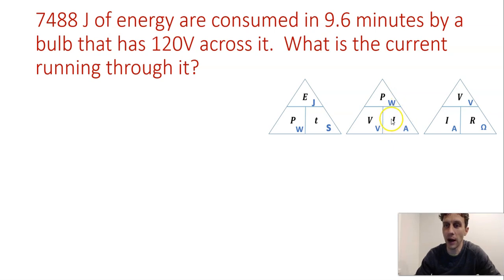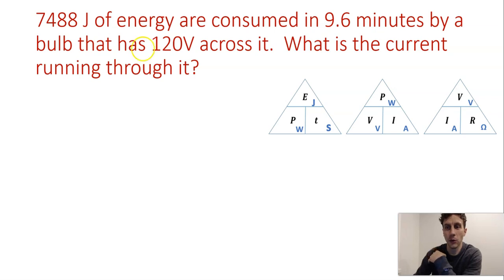Now there's this formula, I equals P over V. There's also this one, I equals V over R. Let's see which one would make more sense. If we use this triangle, we need the watts and the volts. We have the volts, but we do not have the watts. If we use this triangle, I equals voltage over resistance, so volts and ohms. Again, we have the volts, but we do not have the number of ohms.